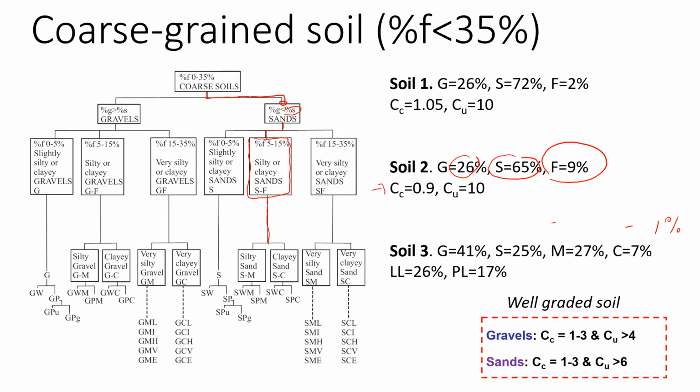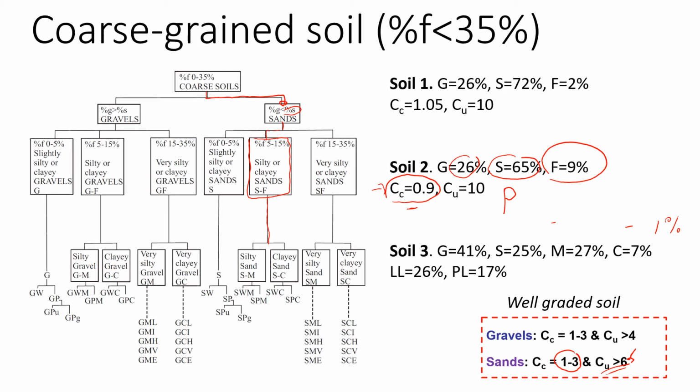of uniformity. So you will see that coefficient of curvature is 0.9, which doesn't fall in the range from 1 to 3 for this soil to be well graded, even though the coefficient of uniformity still meets this requirement for coefficient of uniformity, but the coefficient of curvature doesn't. So in this case, the soil cannot be well graded, it should be poorly graded, and we're going to use letter P. So we know that it's sand, and then we need to decide where to go.